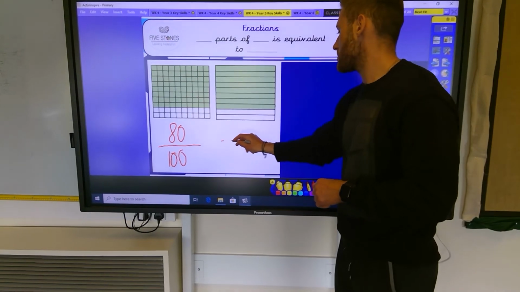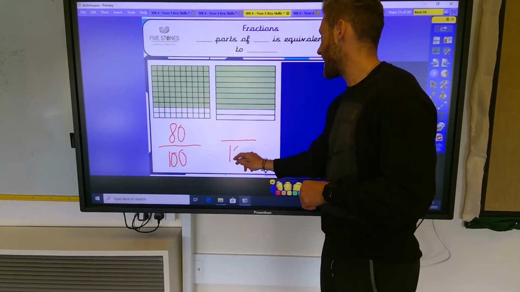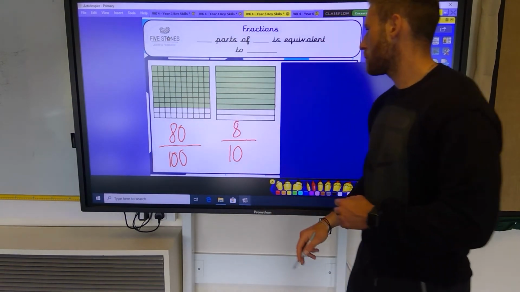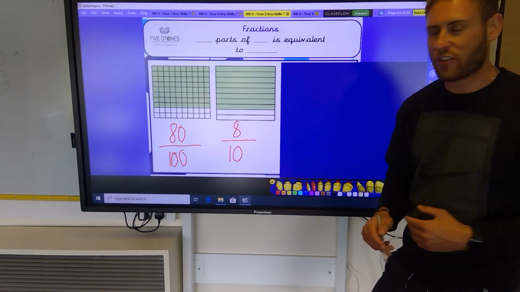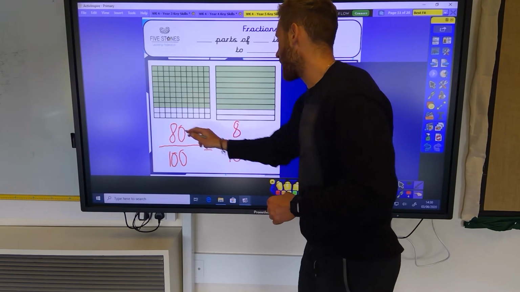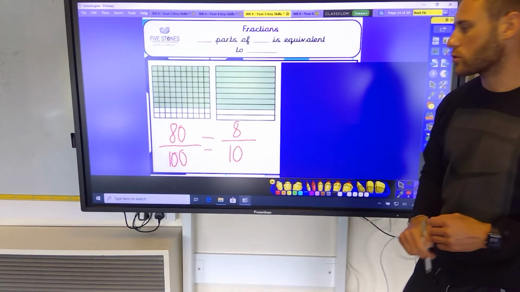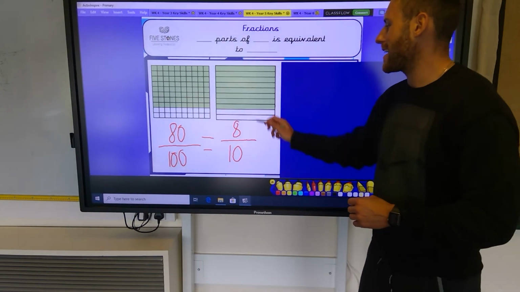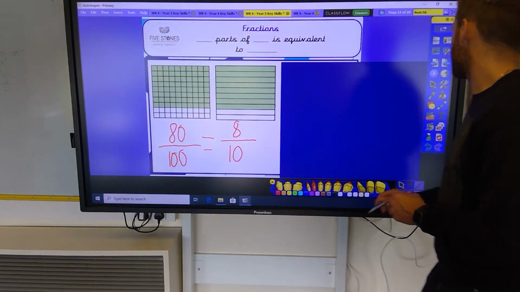Brilliant. So this shape has been shared into 10 equal parts and 8 of them have been shaded. But can we see the representations? They are exactly the same. So we know that 80 over 100 is the same as 8/10. So 80 hundredths is the same as 8/10.